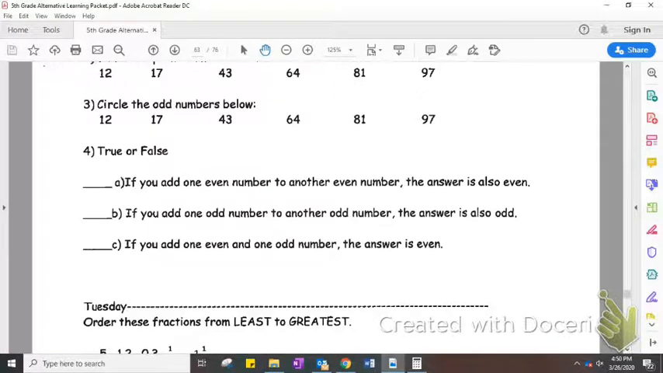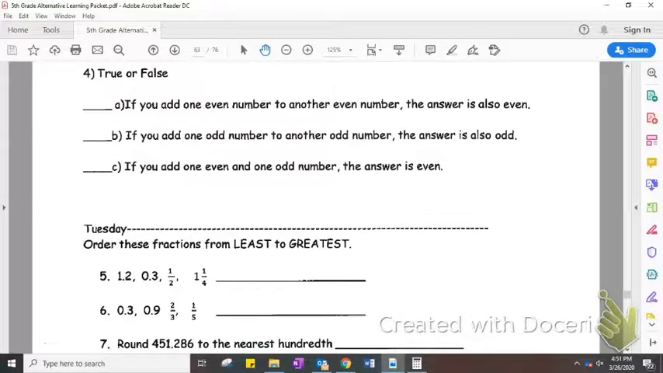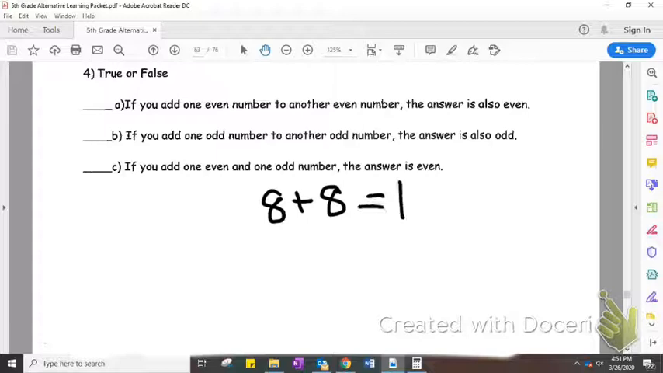It says if you add one even number to another even number, the answer is also even. Okay, so there's a couple ways to prove this. First of all, you can use an example. So we could do 8 plus 8. 8 is an even number, it's divisible by 2. So 8 plus 8 is 16. 16 is also an even number because it's divisible by 2.